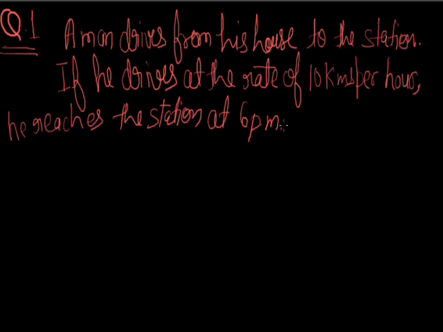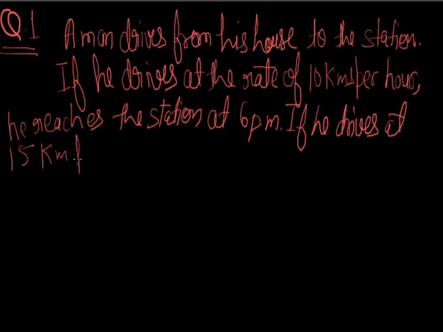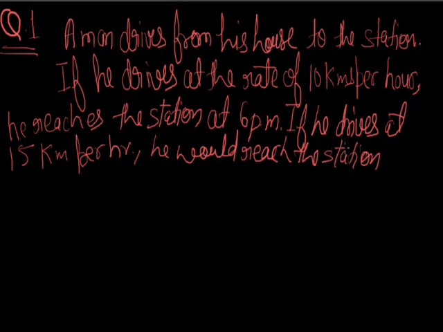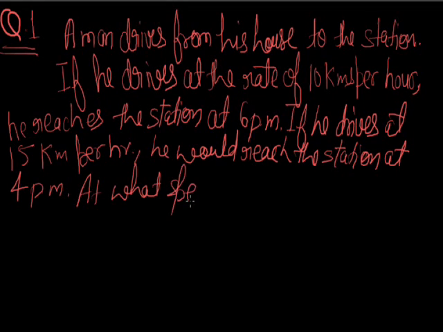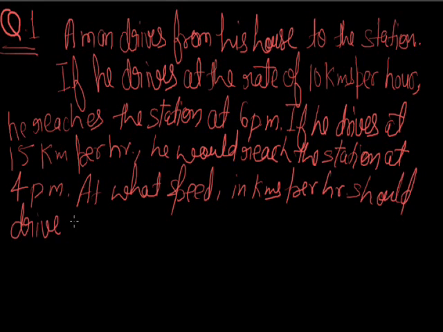If he drives at 15 km per hour, he would reach the station at 4 p.m. At what speed in kilometers per hour should he drive so as to reach the station at 5 p.m.?